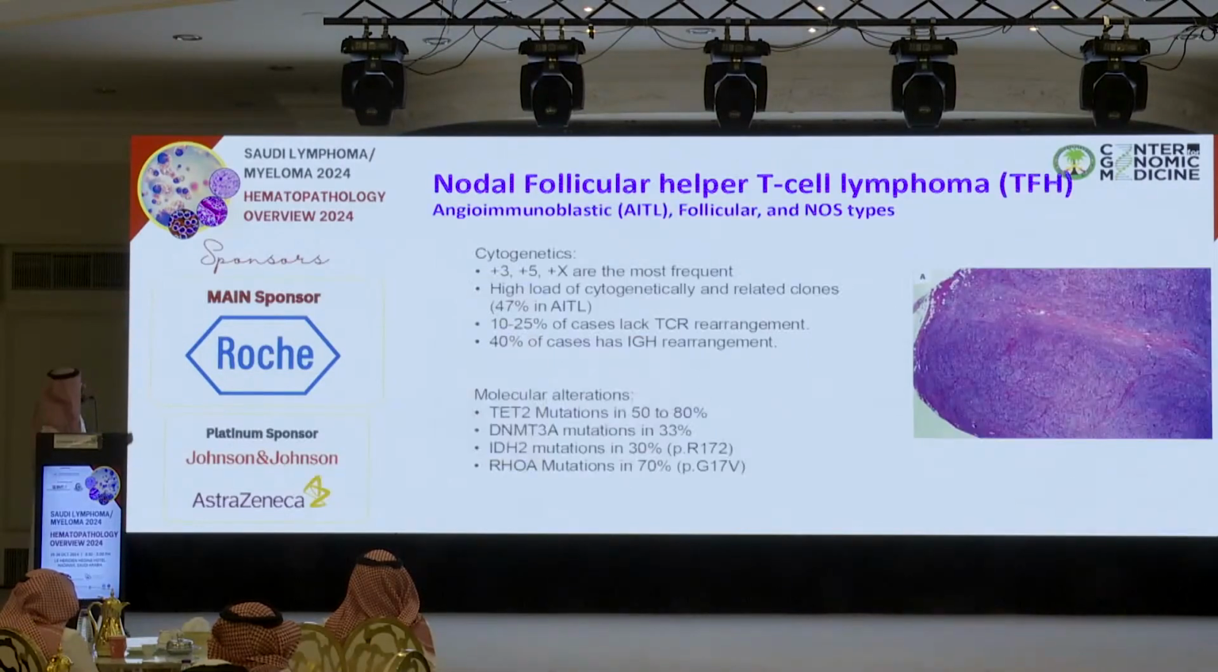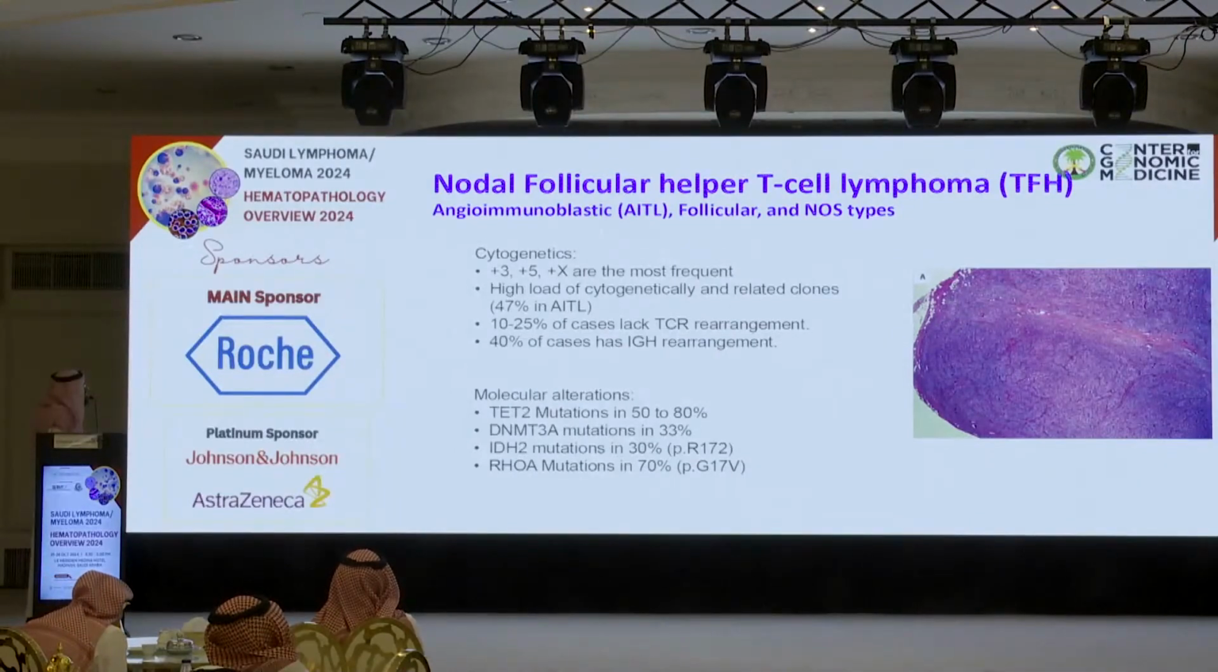So this is the diffuse large B, and we finished small and large B-cell. Let's move to T-cell lymphoma. Some updates about the molecular abnormalities within the T-cell lymphoma world. Now we have the nodal follicular helper T-cell lymphoma. It has 3 subtypes. The angioimmunoblastic, which used to be angioimmunoblastic T-cell lymphoma, is now a subtype. Then the follicular subtype and NOS. They share the same molecular abnormalities, even though they have different morphology.